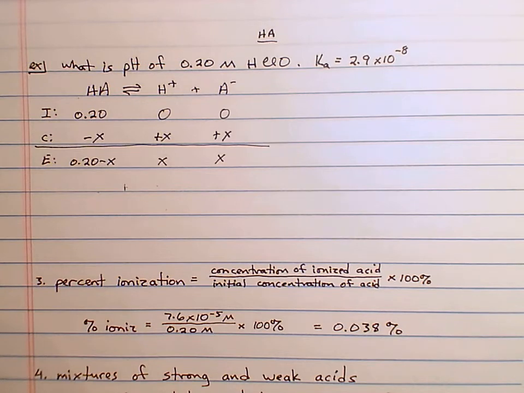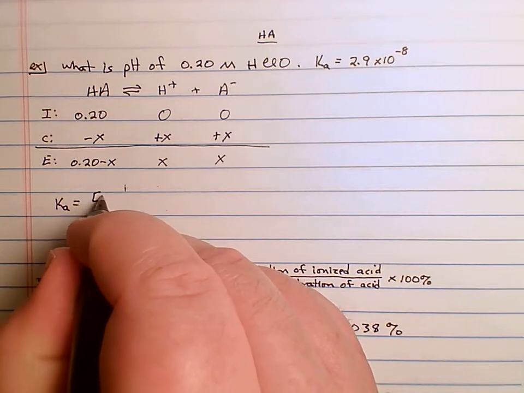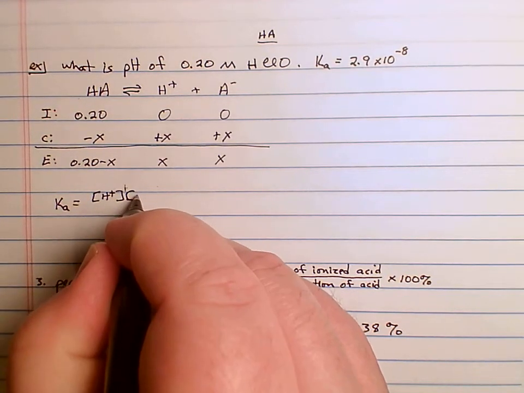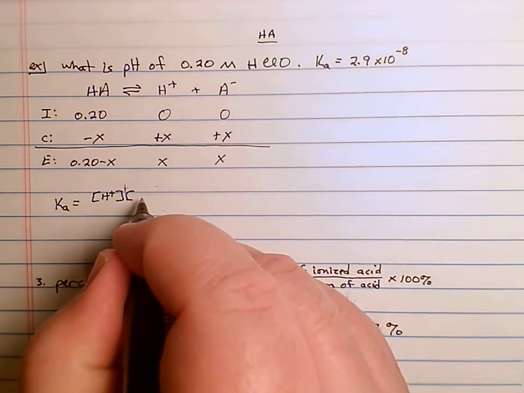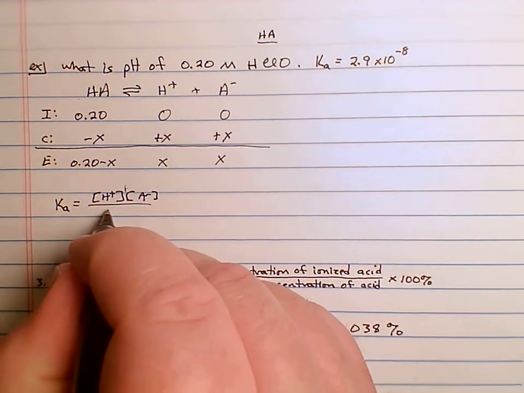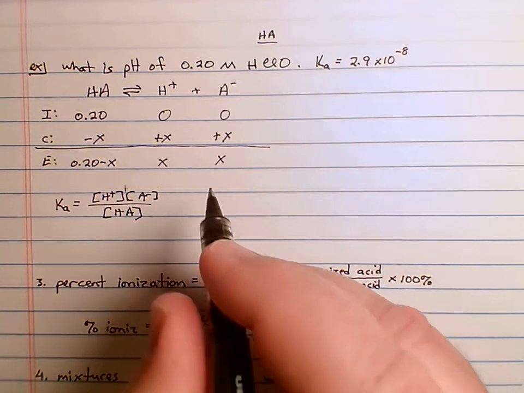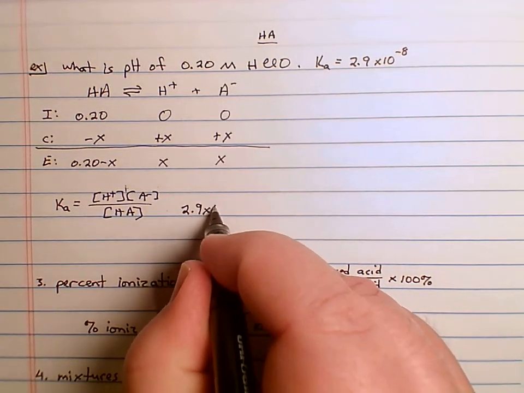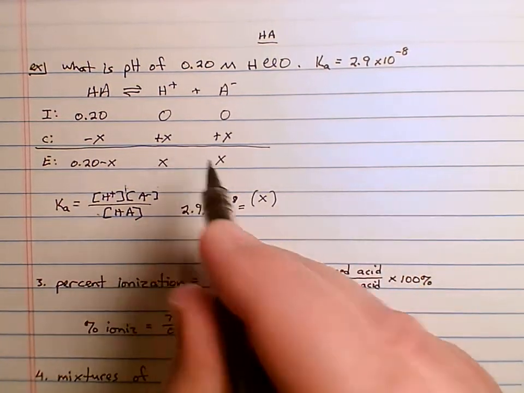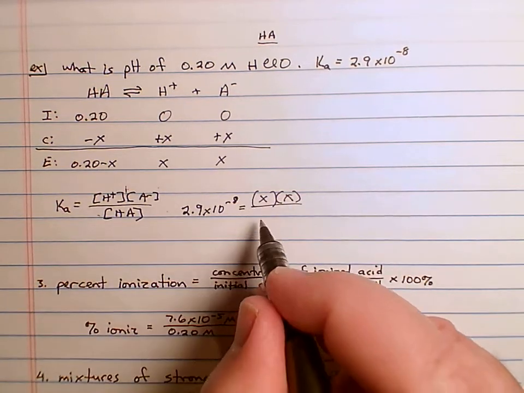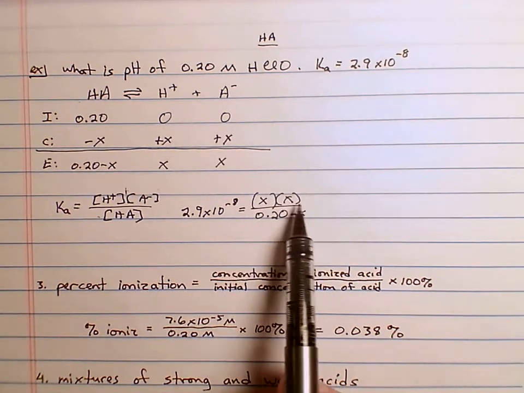What do we do with this? Well, we know that Ka is going to be our concentration of H plus times our concentration of A minus divided by our concentration of HA. And we've got values now: Ka is 2.9 times 10 to the negative 8th equals our concentration of H plus is X, concentration of A minus is X, divided by 0.20 minus X. Hopefully we can see X times X, this is going to be X squared.